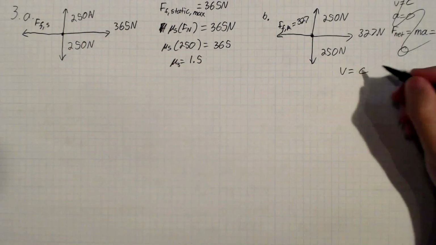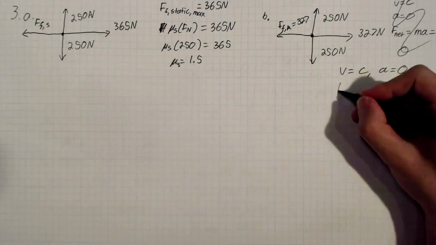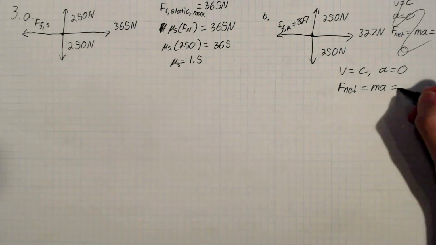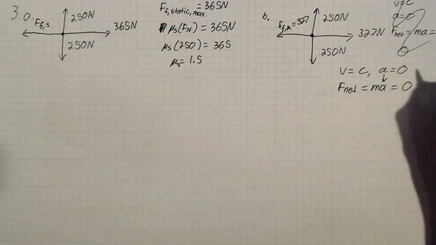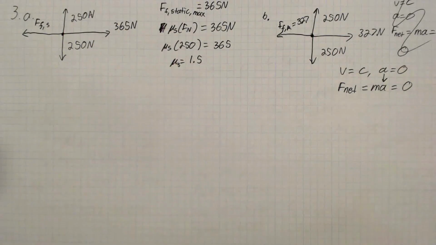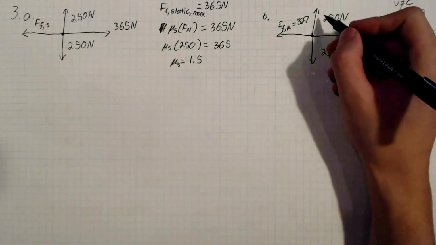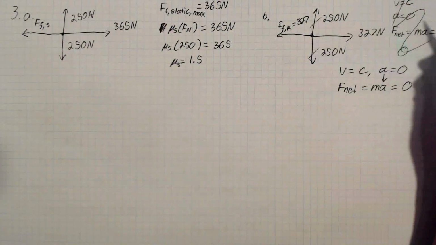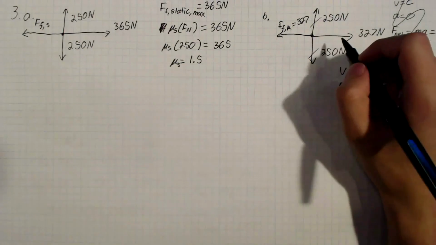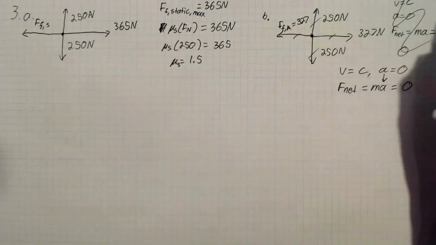So, if your velocity is constant, your acceleration is 0, which means your net force, which is equal to ma, is going to be equal to 0, because 0 acceleration means 0 net force. And it means all your forces have to balance out. So our normal force balances out with our gravity, and the only two things left are our applied force and our frictional force. So these two have to cancel out, which means they have to be equal.